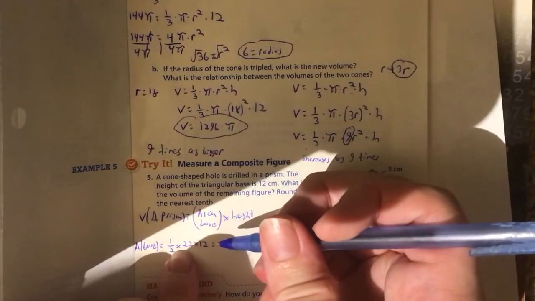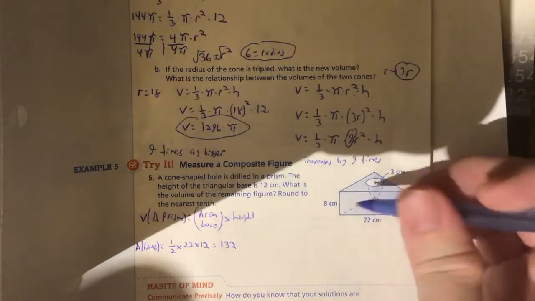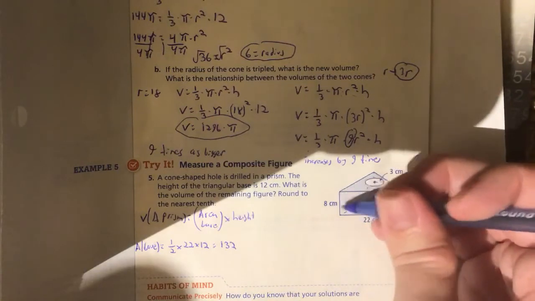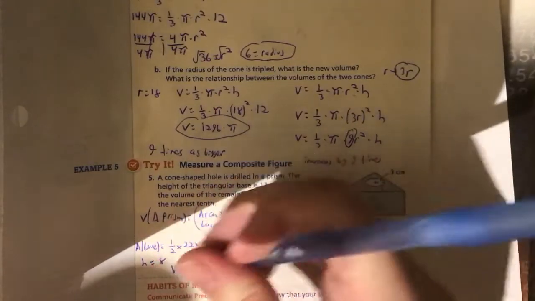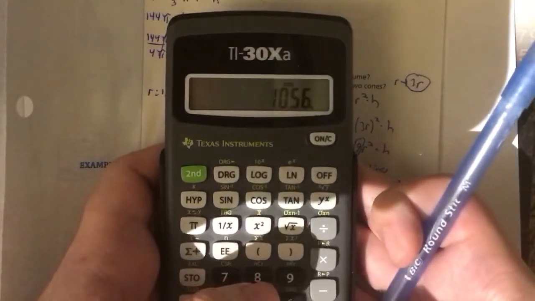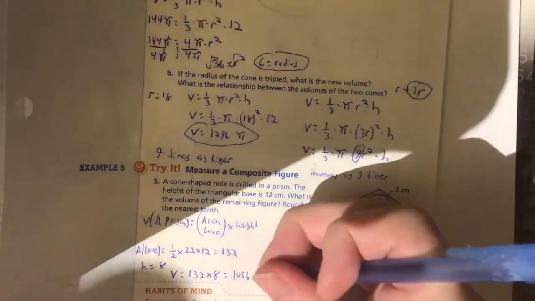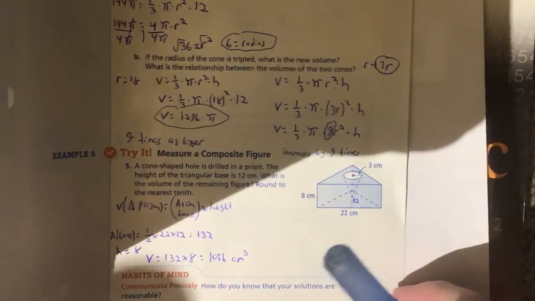Half of 22 is 11. 11 times 12 is 132. That's the area of the base. The height of the prism connects your two bases, so how tall is it? Since it's on its base, the height is just 8. So then the volume is 132 times 8. If we do that, 132 times 8, we get 1,056. I'm not going to worry too much about units till the end. It would be centimeters cubed if you do care about units for now. That's the volume of the entire figure.